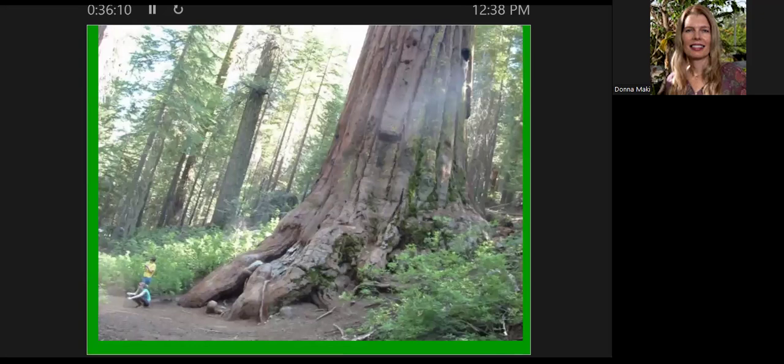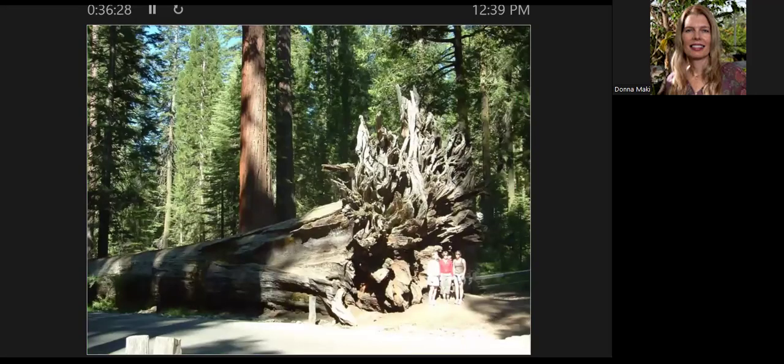Giant sequoias are awesome, but pictures don't do this justice. If you ever get a chance to see the sequoias or redwoods, I highly, highly recommend it. It's really transcendent to walk amongst organisms that are living for so long. So this is one that fell over.